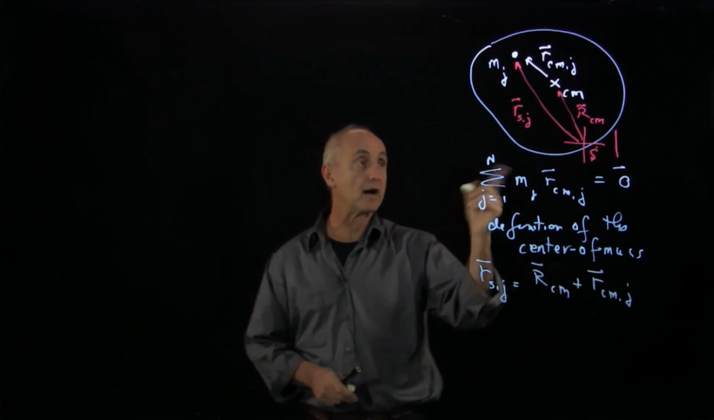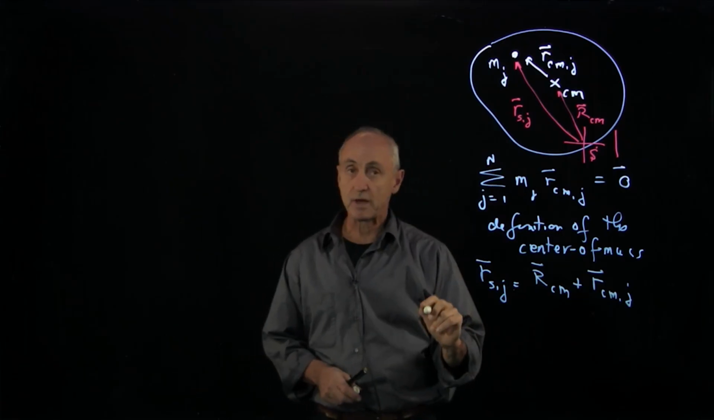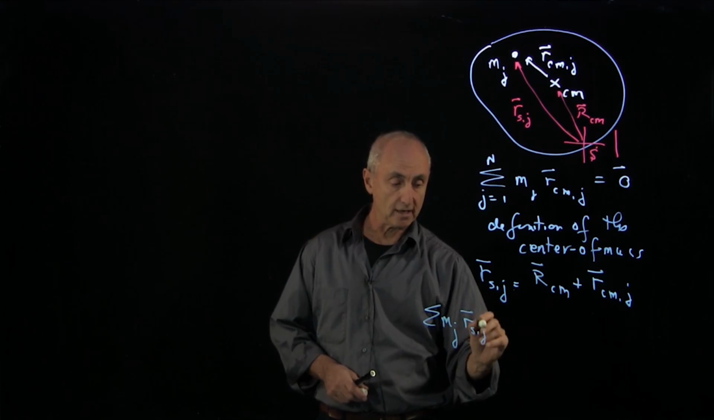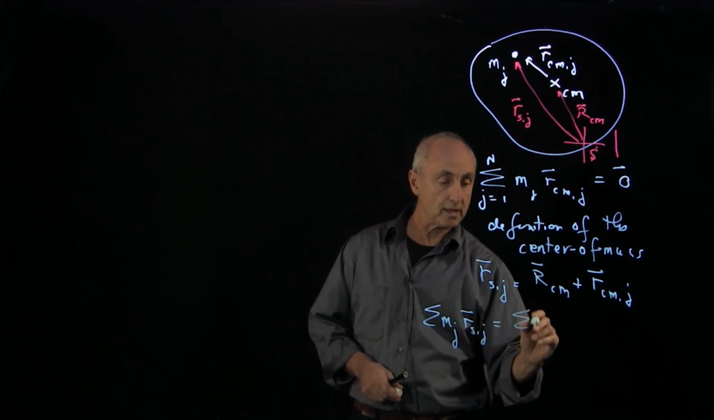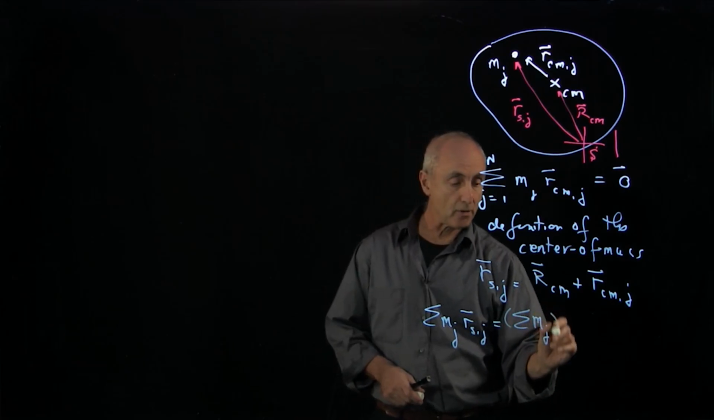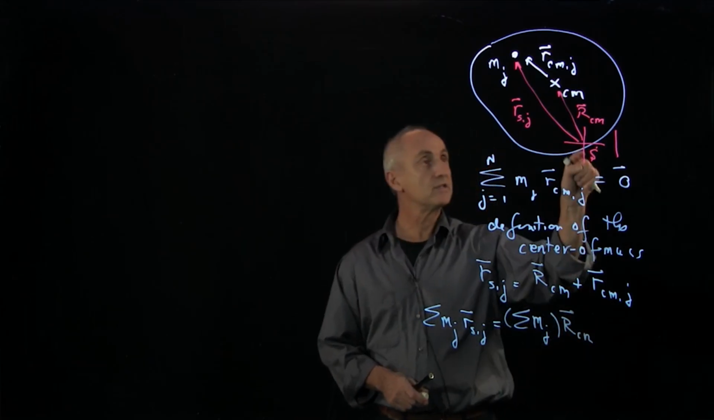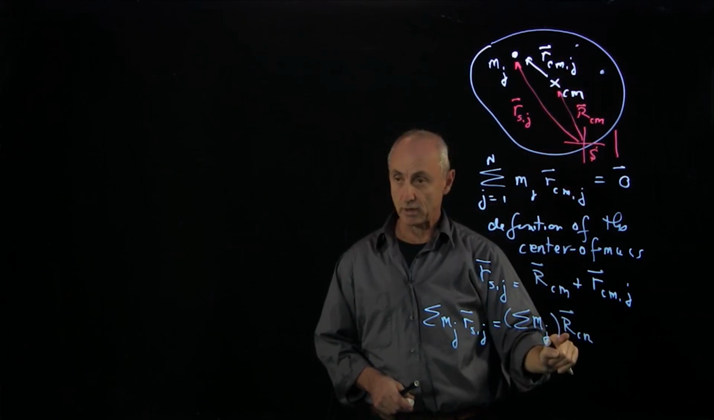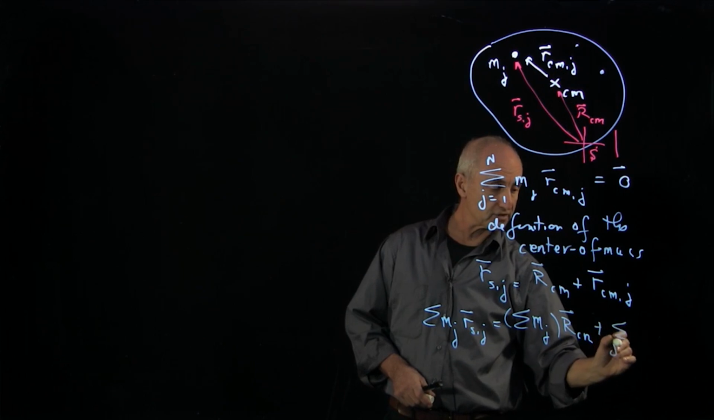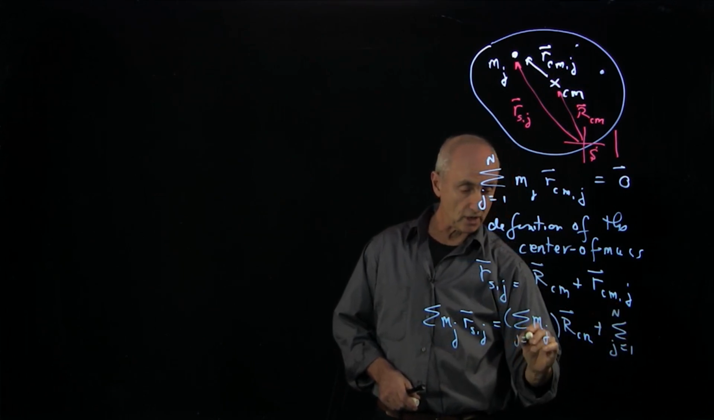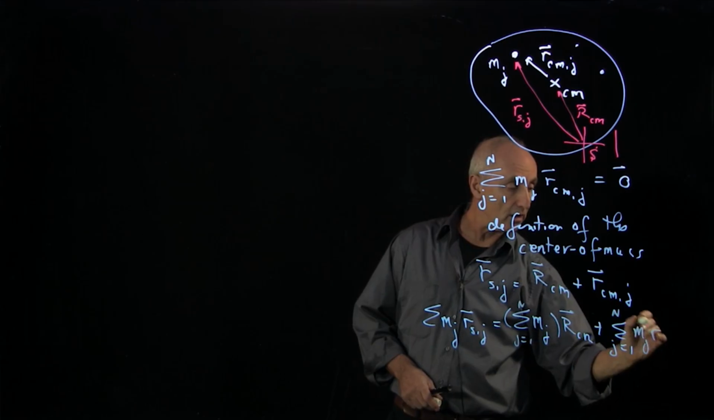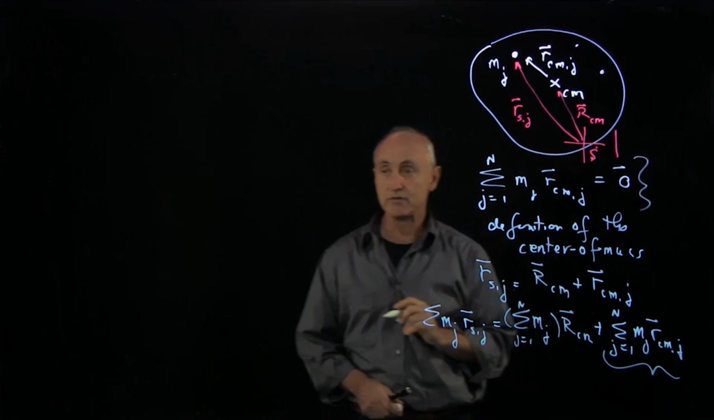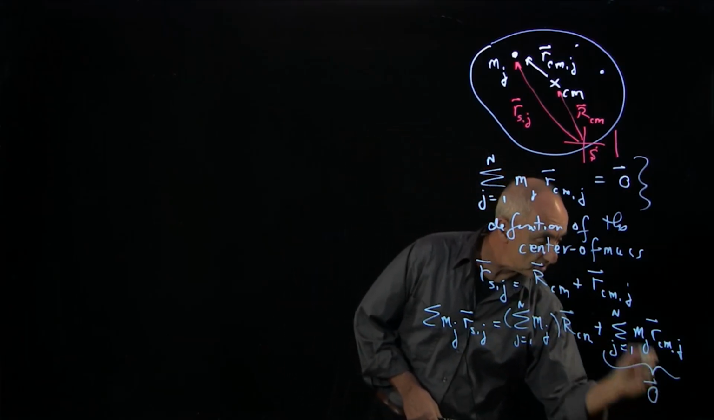And now let's multiply each of these by the mass, and make a sum. So we have the sum of mj rsj equals the sum of mj rcm, plus the sum of mj rcmj. Now, the vector rcm, no matter where we picked a point in this object, this vector is always the same. And that's why I pull it out of the sum. And over here, I have the sum as j goes from 1 to n of mj rcmj.